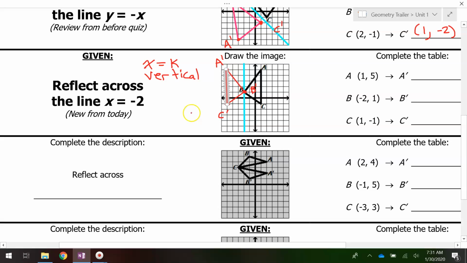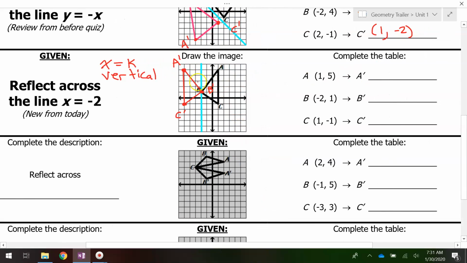Okay, so you can see that these are mirror images of each other over this vertical line. And so they want us to complete the table. We can just use the graph for that. So A prime is here at negative 5, 5. And B prime didn't move, so it will still be negative 2, 1. And C prime is here at negative 5, negative 1.